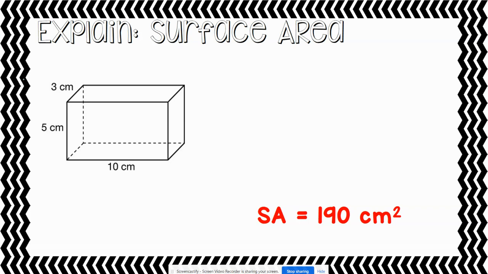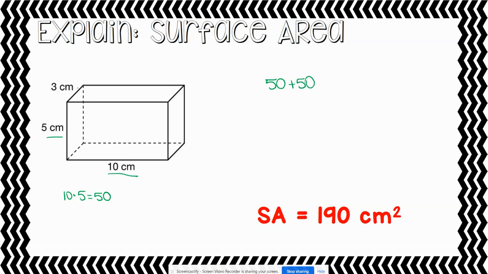So if you weren't sure how to do this, if I start with just this one in the front, this has a base of 10 and a height of 5. So that's 10 times 5, which is 50. Well, there are two of those sides because there's one here and there's one on the other side. So I would do 50 plus 50.